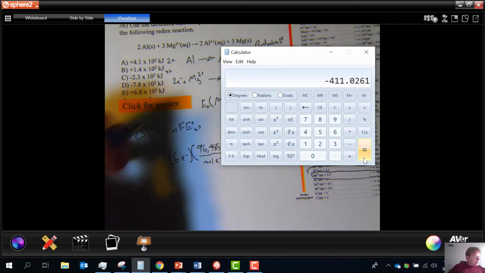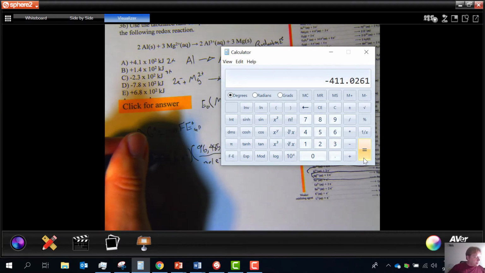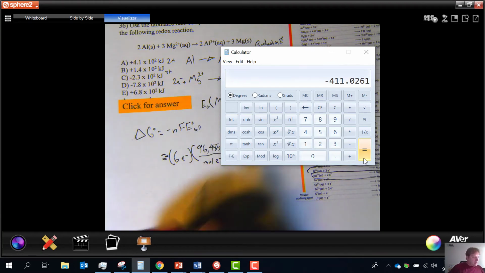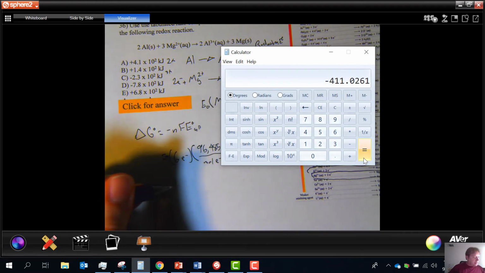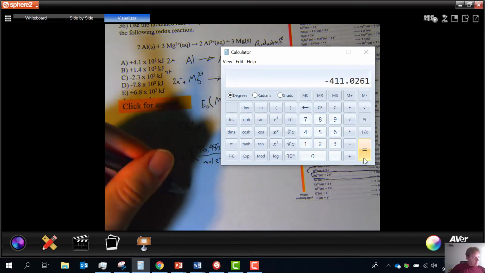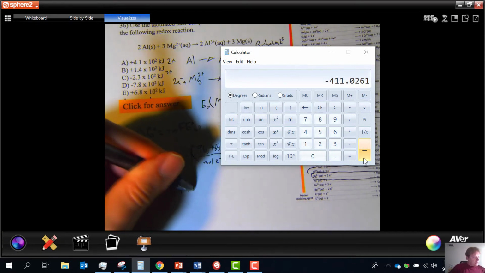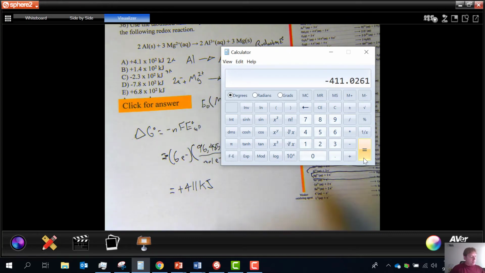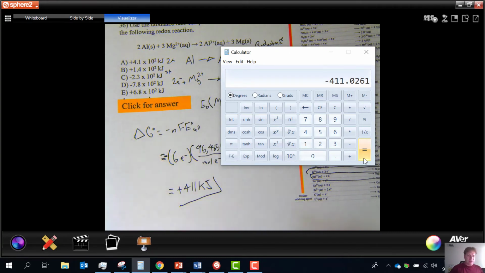Remember there's a negative sign here. I should put that in here as well, right? So that equals a negative, and then we have a negative over here, so this will be positive. So positive 411 kilojoules would be what we get there.